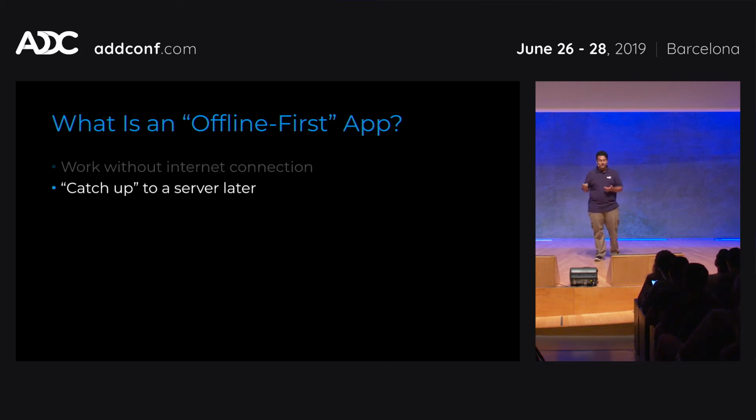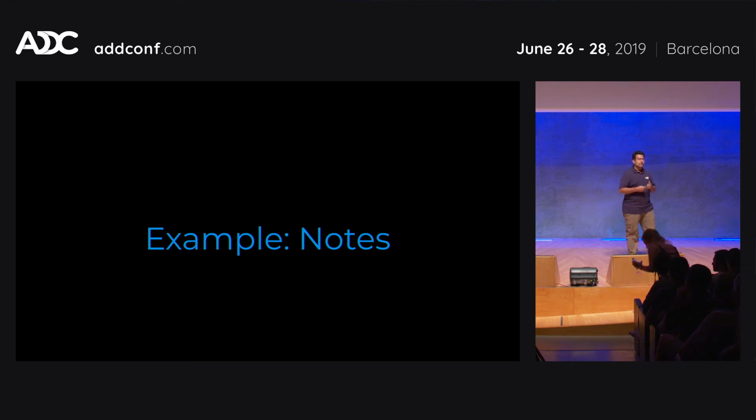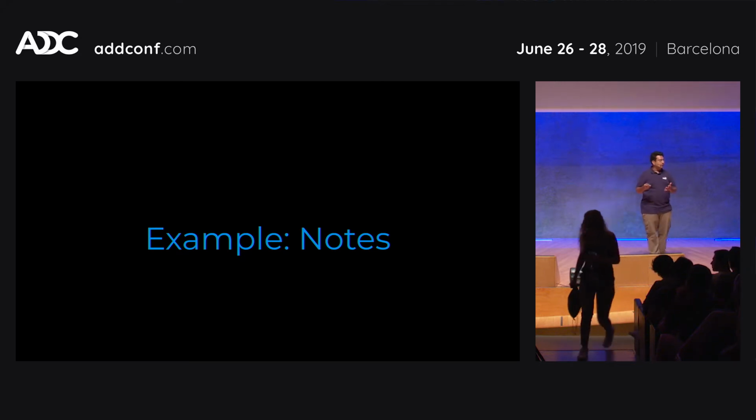So the second part of this equation is it has to have the ability to catch up to a server later on, right? So you should be able to use the app with other users, with your own data on other devices, and still be able to use it when there's no internet connection. So that's the definition we're going to work with today. So the best way to clarify this is perhaps to start with an example. And a good example is the Notes app that you have on your iPhone, iPad, and Mac.